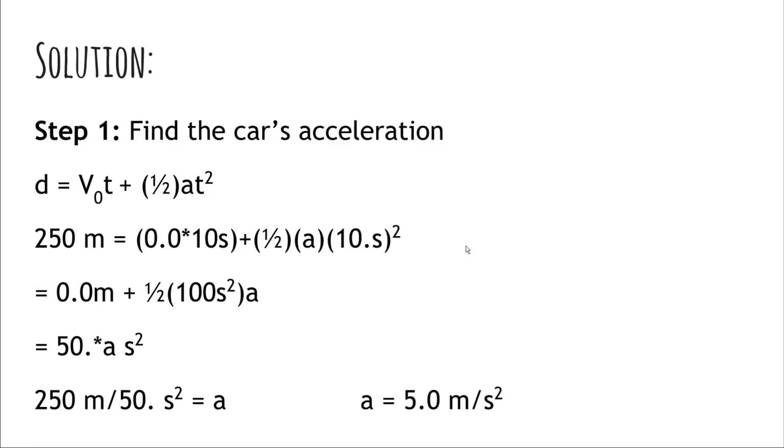We were given that the distance was 250 meters. We're also given that the initial velocity was 0 because the car was at rest when it first started. Because of this, we can multiply that out times 10 seconds to get 0. Half times 10 seconds squared times a, our variable for acceleration, gives us half times 100 seconds squared times a, which is equal to 50 seconds squared times a. To find a, we'll use basic algebra: 250 meters divided by 50 seconds squared gives us our acceleration, 5.0 meters per second squared. That is the first step.